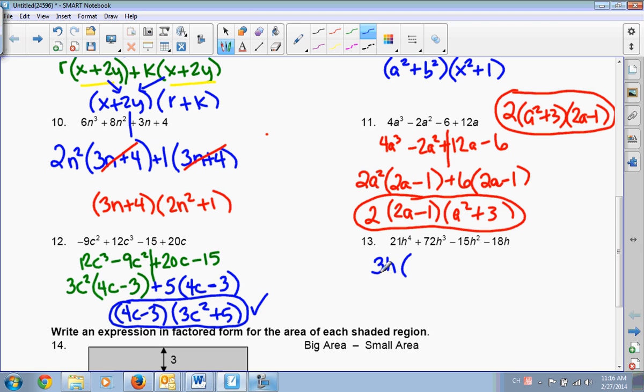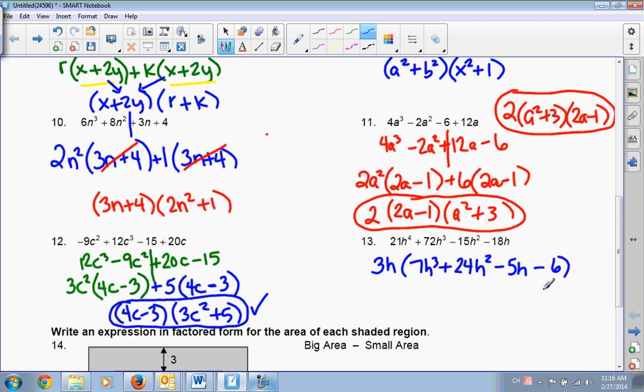Okay, so 3 times, 21 divided by 3 is 7 h cubed plus, what's 72 divided by 3? 24h squared minus 5h minus 6. Okay. Are we done?